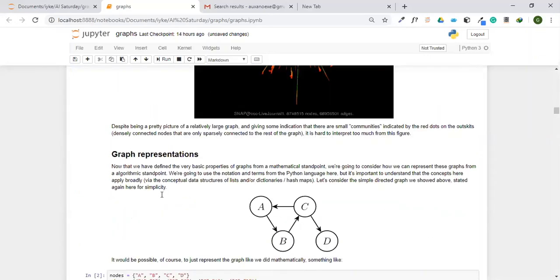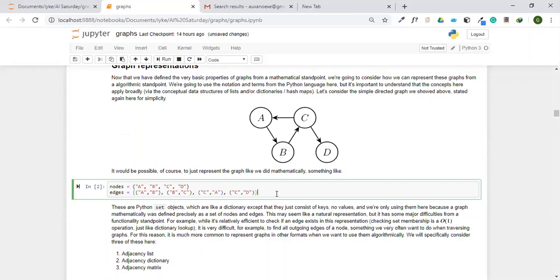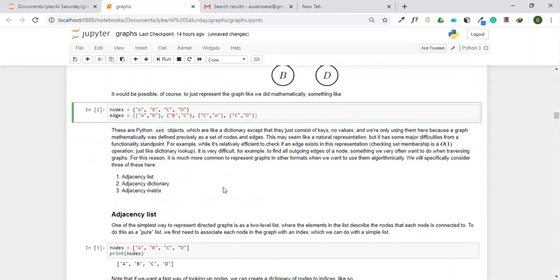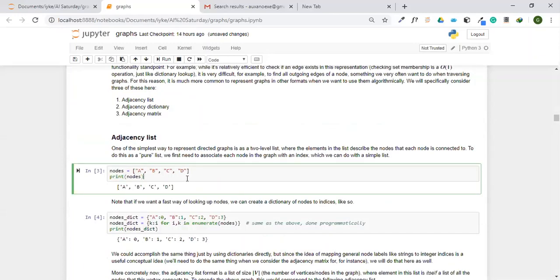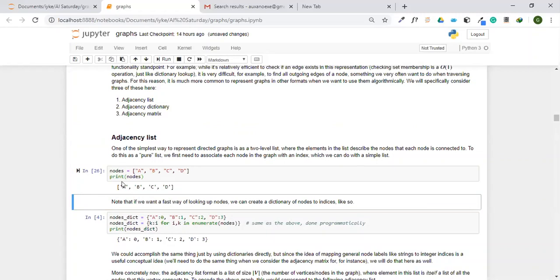Here, what is being explained, which was also in the slide, is that he puts all the nodes within a set, and the edges in a set of tuples, as we also saw in the slide. This is an explanation of what the adjacency list is, and an implementation of it using a list. Basically, you just put all the nodes within a list. Then you have each individual node, so you know that there's A, B, C, and D.